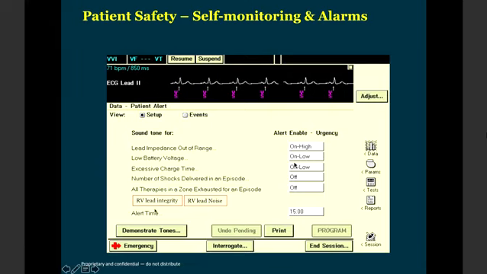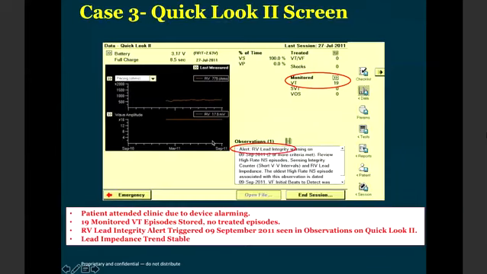For some reason, this patient received an alert which may belong to one of these reasons. Let us find what the reason is. The reason is RV lead integrity alert. There is something wrong in the RV lead, and this patient also had 19 monitored ventricular tachycardia episodes. So multiple non-sustained tachycardia episodes have been monitored by the device, and there is also an RV lead integrity alert which has been given. Let us find out what went wrong here.